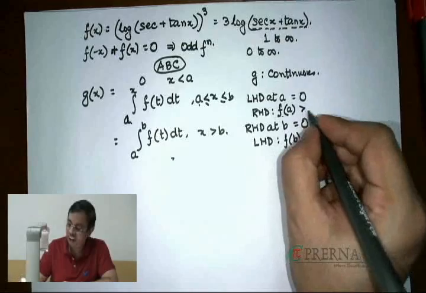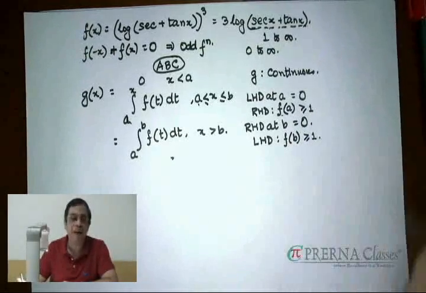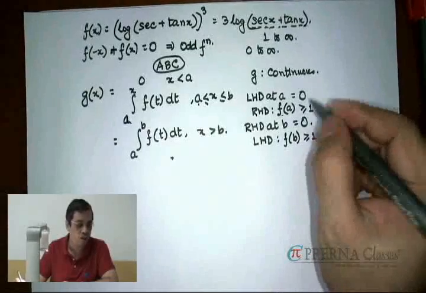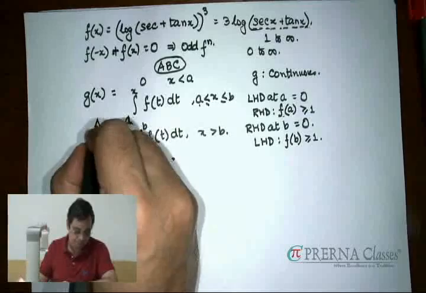Additional information that was provided about that function f was that it maps from a to b to 1 to infinity. Clearly that tells us that f of a is going to be greater than or equal to 1. F of b is going to be greater than or equal to 1. It therefore cannot be differentiable at either of these points. Correct answer therefore is going to be AC.